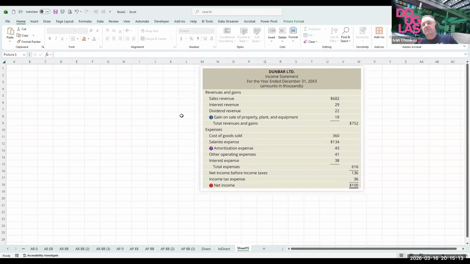If I have to prepare a cash flow statement from the operating activities only, using the indirect method, the first thing I have to start with is the company name. The second thing I have to put is the name of the statement. Next, I have to put the period for the statement.